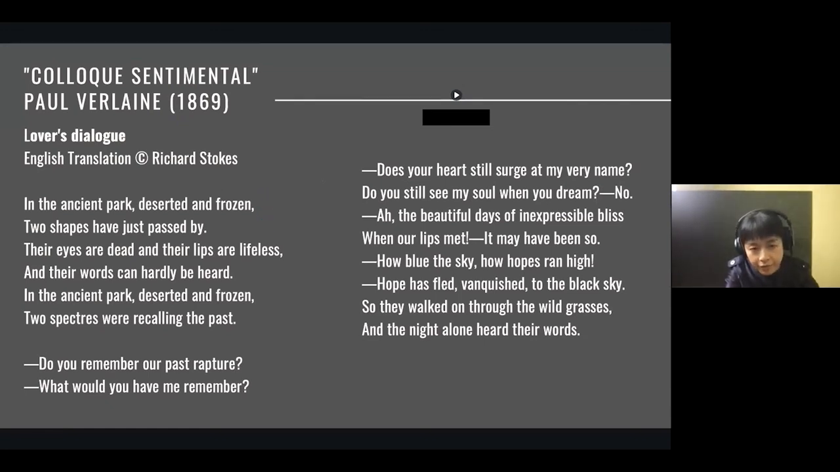In the ancient park, deserted and frozen, two shapes have just passed by. Their eyes are dead, and their lips are lifeless, and their words can hardly be heard. In the ancient park, deserted and frozen, two specters were recalling the past. Do you remember our past rapture? What would you have me remember? Does your heart still beat at my very name? Do you still see my soul when you dream? No. Ah, the beautiful taste of inexpressible bliss when our lips met. It may have been so. How blue the sky, how high our hopes. Hope has fled, vanquished, to the black sky. So they walk on through the wild oats, and the night alone heard their words.